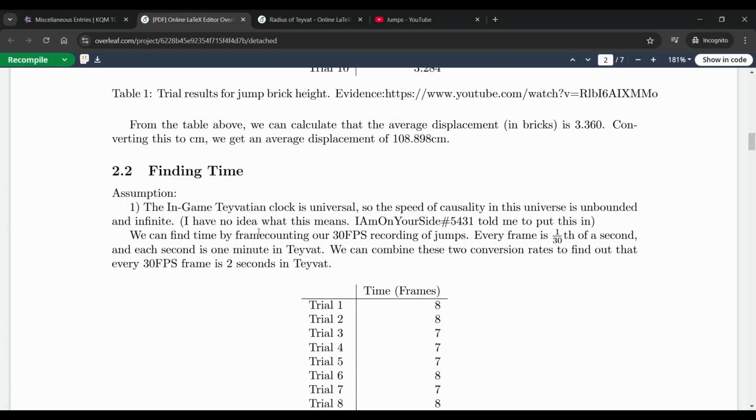Okay, so yeah, we can find time by frame, counting our 30 frames per second recording of jumps. Every frame is, yep. And each second is 1 minute on Teyvat. Okay, that's interesting.